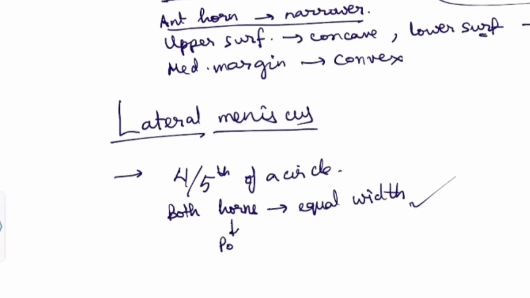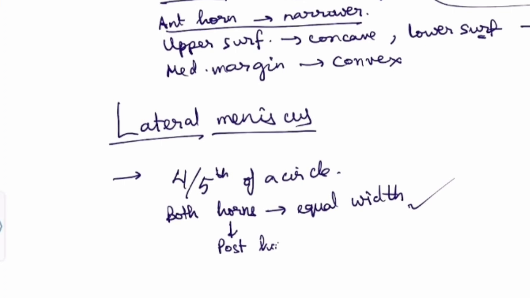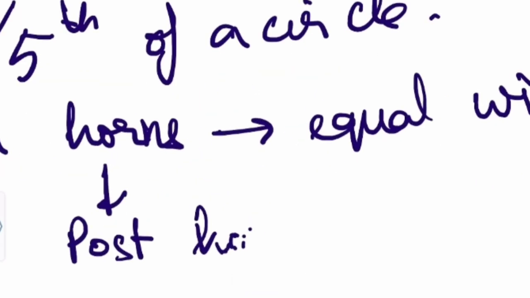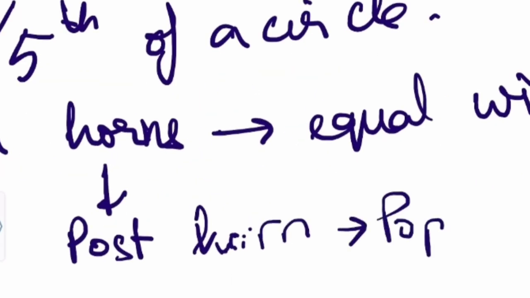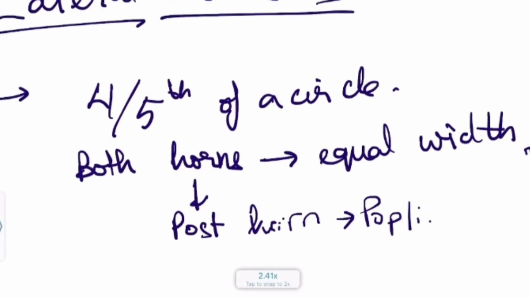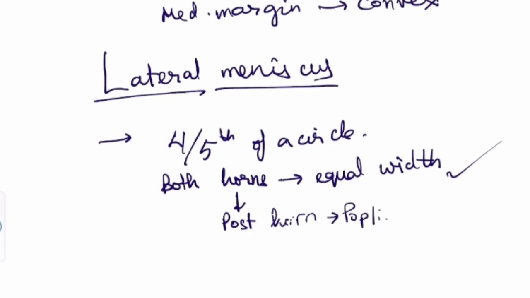Posterior horn. So the posterior horn is actually related to the popliteus muscle. Okay. So the posterior horn is related to the popliteus muscle. And yes, you know, the popliteus muscle pulls the meniscus backwards, so nothing much to state in that.